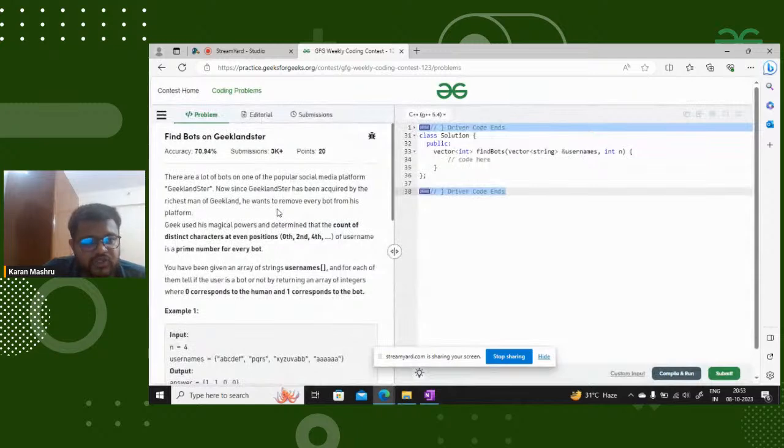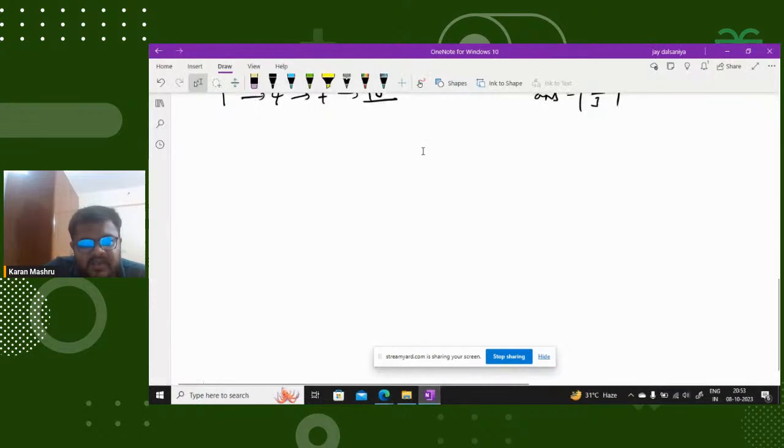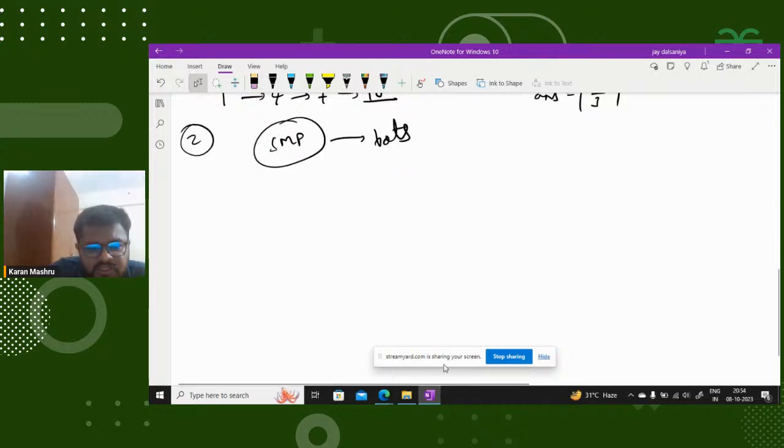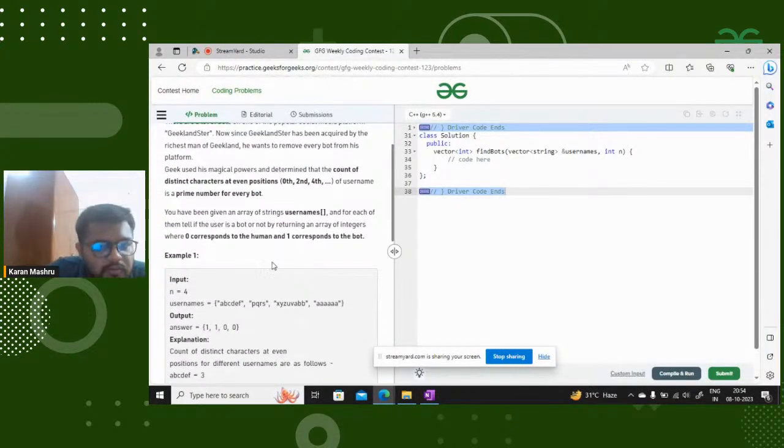So this is the second question. Find bots on Geeklandster. There are a lot of bots on one of the popular social media platforms, Geeklandster. Since Geeklandster has been acquired by the richest man of Geekland, he wants to remove every bot from his platform. So basically, there is a social media platform and there are a lot of bots on it. Bots means machine accounts. It has been purchased by someone and he wants to remove all the bots from it.